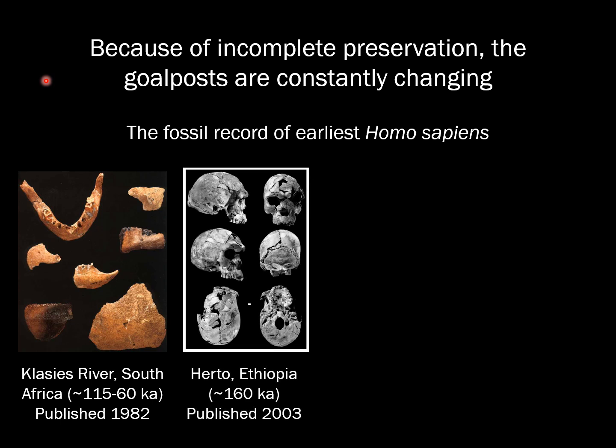Okay, 2 decades later, lo and behold, an even older Homo sapiens is discovered in Ethiopia, dated to 160,000 years old. Okay, and I should note that every time someone finds the oldest Homo sapiens and publishes it, they get a New York Times article, right? They get a lot of coverage and kind of almost become a celebrity.